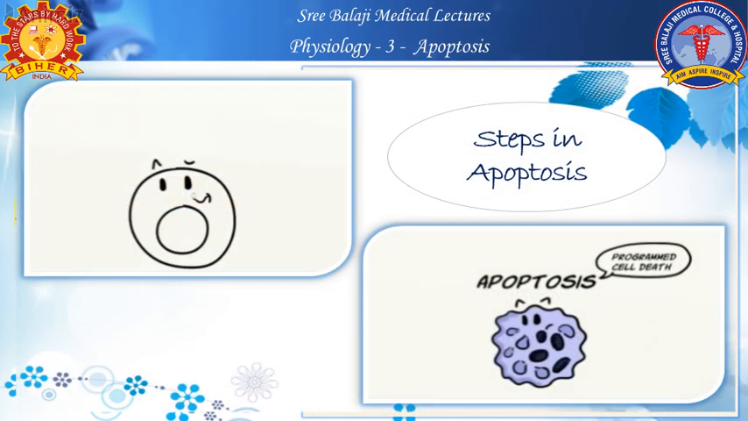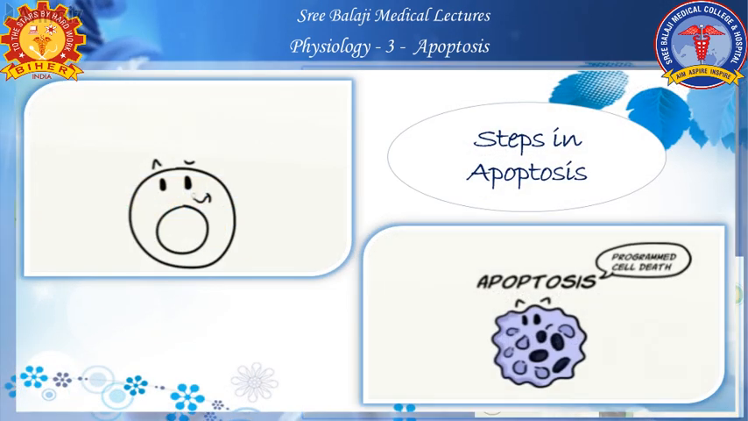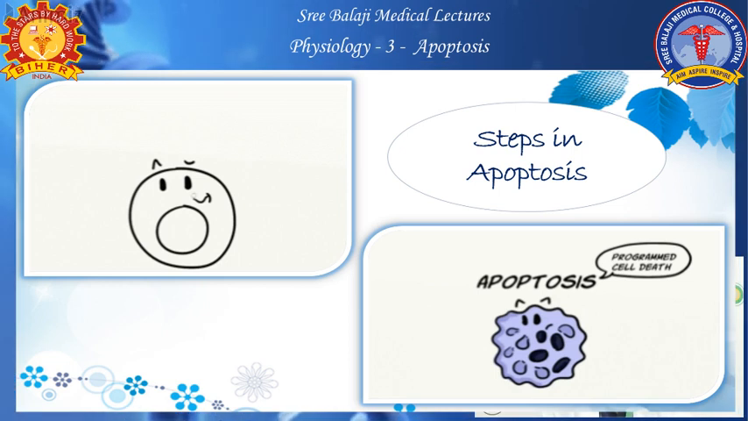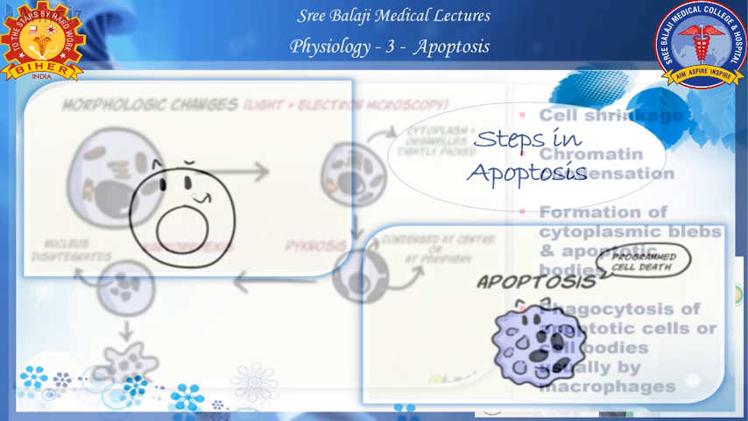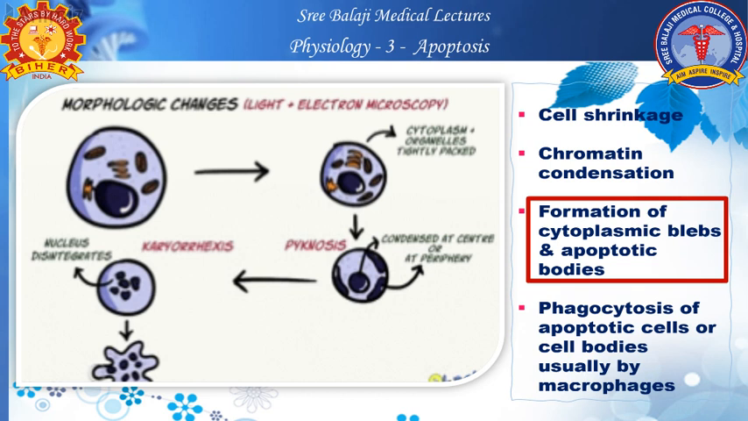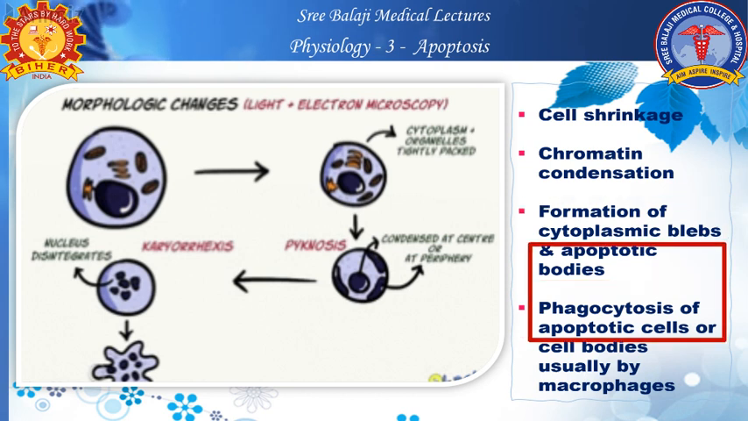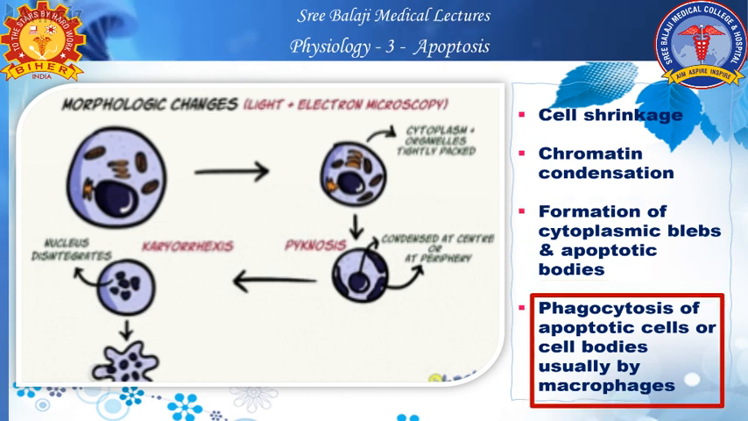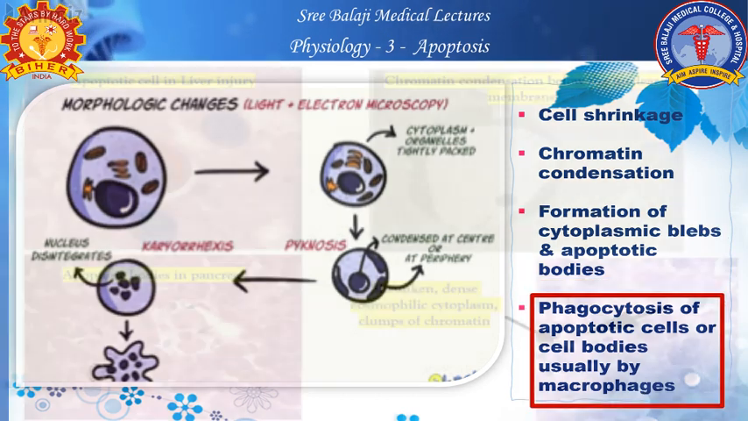What is apoptosis? Apoptosis is simply called programmed cell death. The major morphological changes that we can observe in an apoptotic cell are cell shrinkage, chromatin condensation, and formation of cytoplasmic blebs or apoptotic bodies, and these apoptotic bodies are later phagocytosed by macrophages.